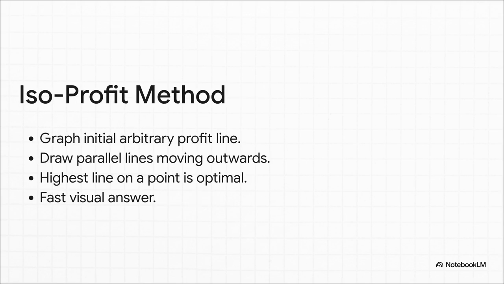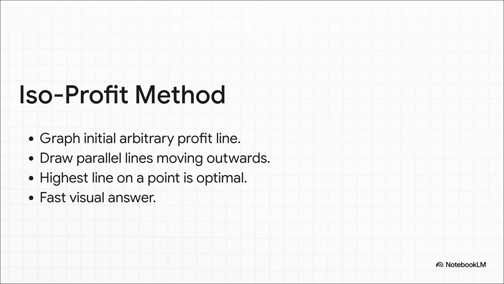And that brings us to weapon number 2, the ISO profit method. This one is super clever. Instead of testing every single corner, you just take a random, easy profit amount and draw an initial objective line. Then grab your ruler and slide that line perfectly parallel, pushing it further and further out from the origin. The very last point your ruler touches before it leaves the feasible region completely, bingo, that's your optimal point.